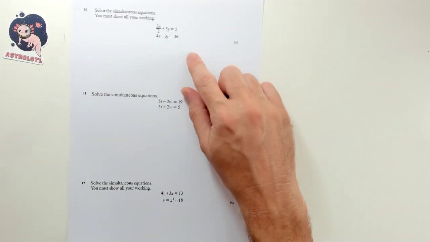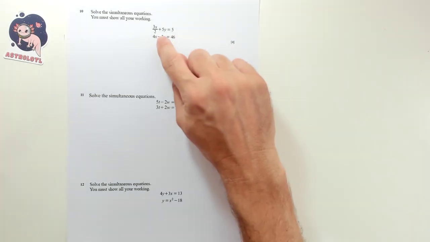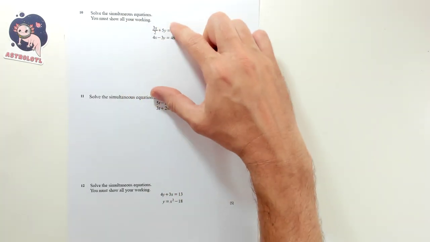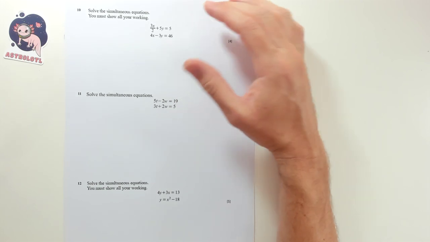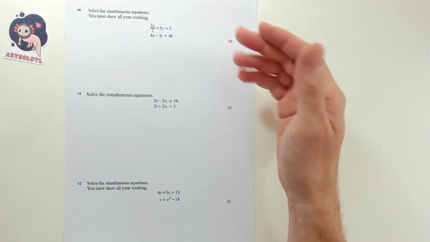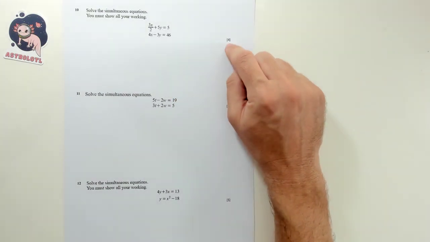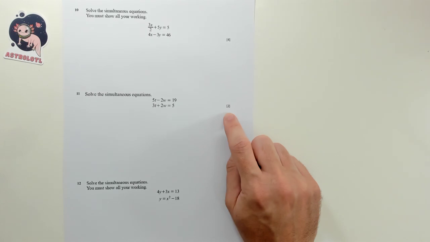Okay, so let's just take a look at these two examples. We can see here simultaneous equations. Again, nothing is specified as to either of these, whether you should do substitution or elimination. This one is 4 marks and that one is 2 marks.